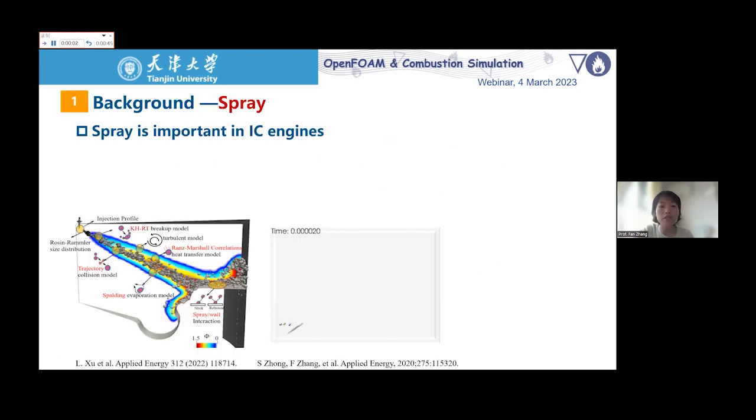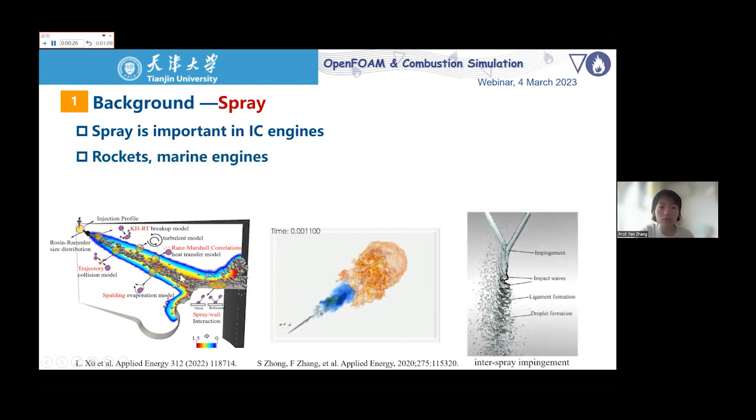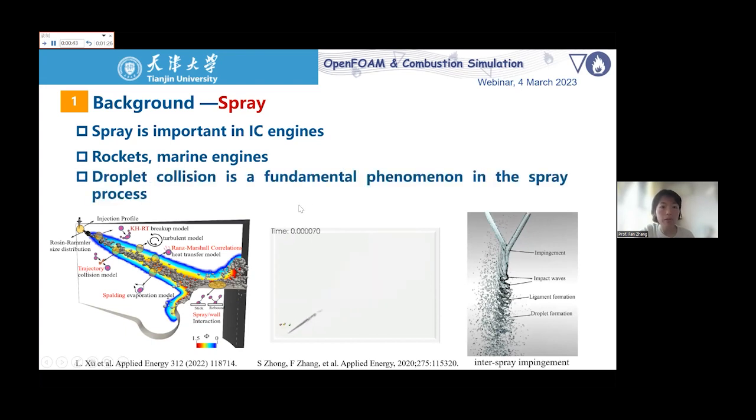Spray is very important in ICE engines, especially when the fuel is injected from the injector and it undergoes breakup, collision, and evaporation, and the interaction with the spray and the walls. And at a certain pressure and temperature, it auto-ignites. In order to get better droplet evaporation and combustion, in rocket and marine engines, they use this impinging spray to get better collision of the droplets. So droplet collision is very important in the spray process, and it is a fundamental phenomenon.